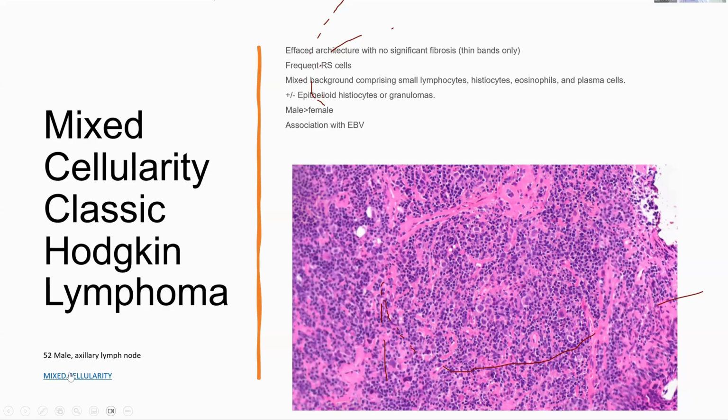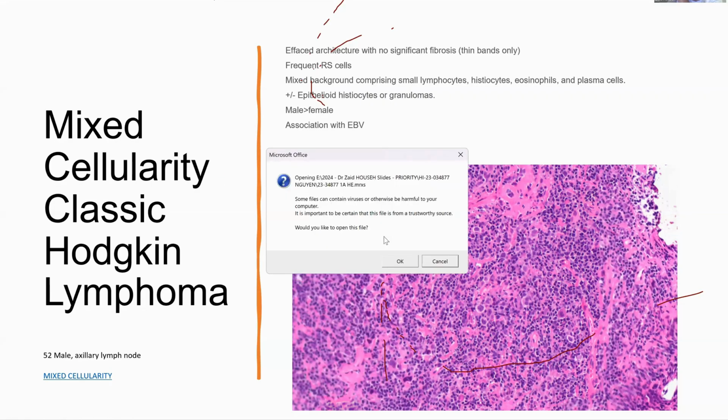I'll show an example of mixed cellularity that has histiocytes, eosinophils, and plasma cells, as well as lymphocytes. So you can see here from low power, the overall architecture is effaced. You can't see the follicles, you can see the capsule, but you can't see the sinuses. They are obliterated.